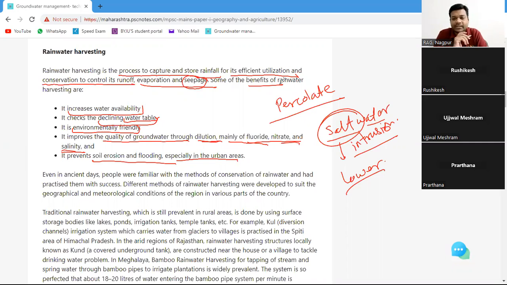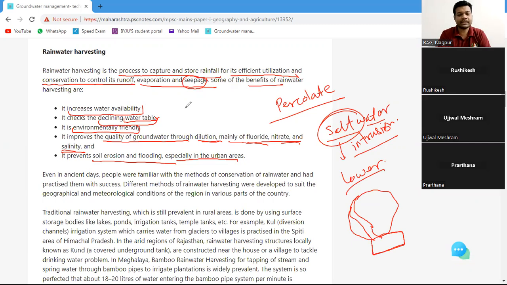If you visit Karle Caves or Karla Caves, you can observe that it is situated in massive basalt basically. But you will see some interesting structures there. The basalt is carved like this. There are some ridges and grooves, some depressions, and these depressions end in such tanks.